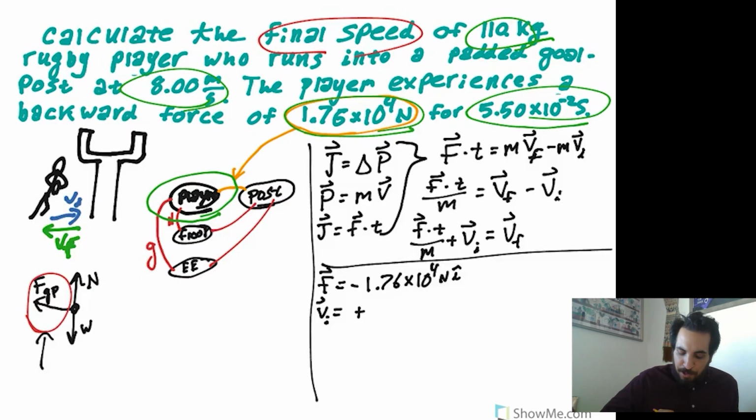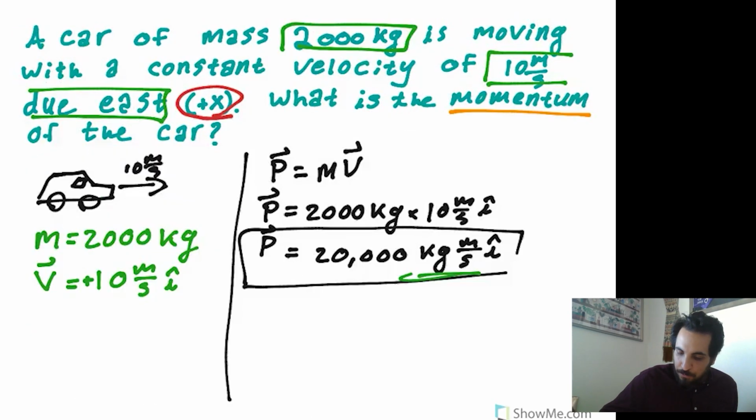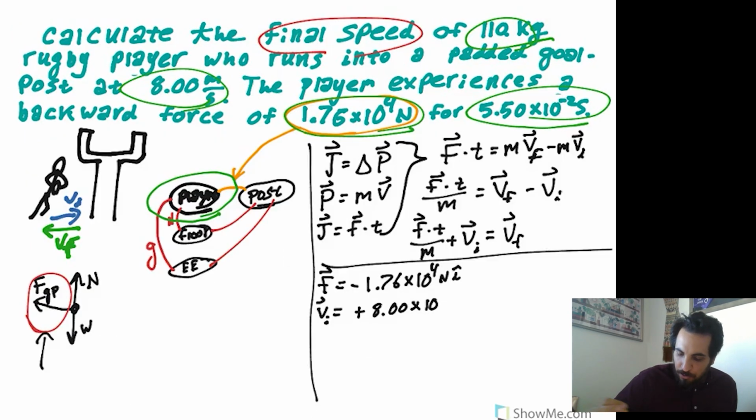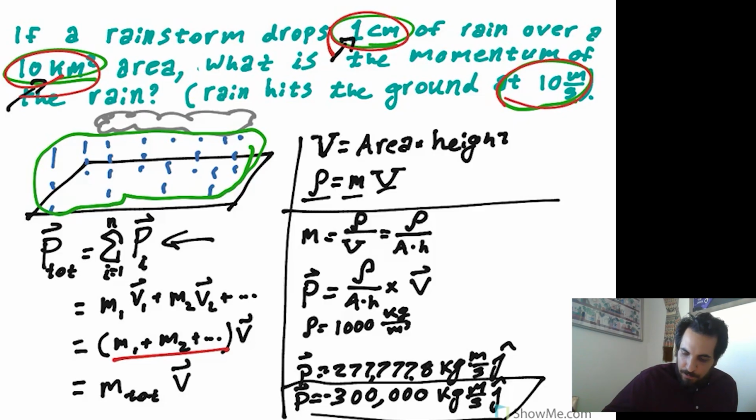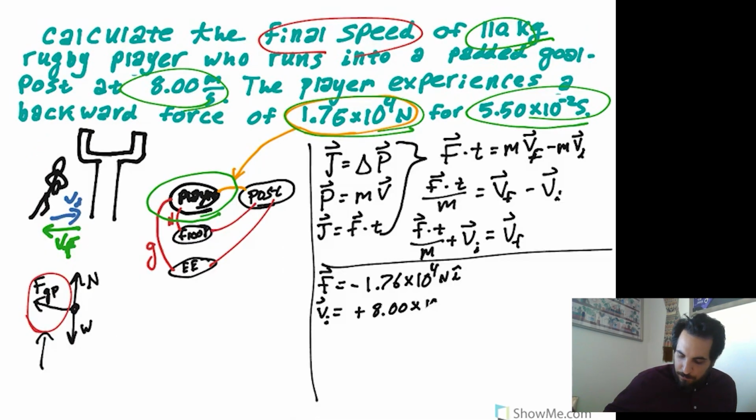And our initial velocity is going to be 8.00 times 10 to the, nope, not times 10 to the 4. Sorry, little technical issue there. Okay, so we have 8 times 10, no, not 8 times 10. What am I doing? 0.8 meters per second in the i hat direction.